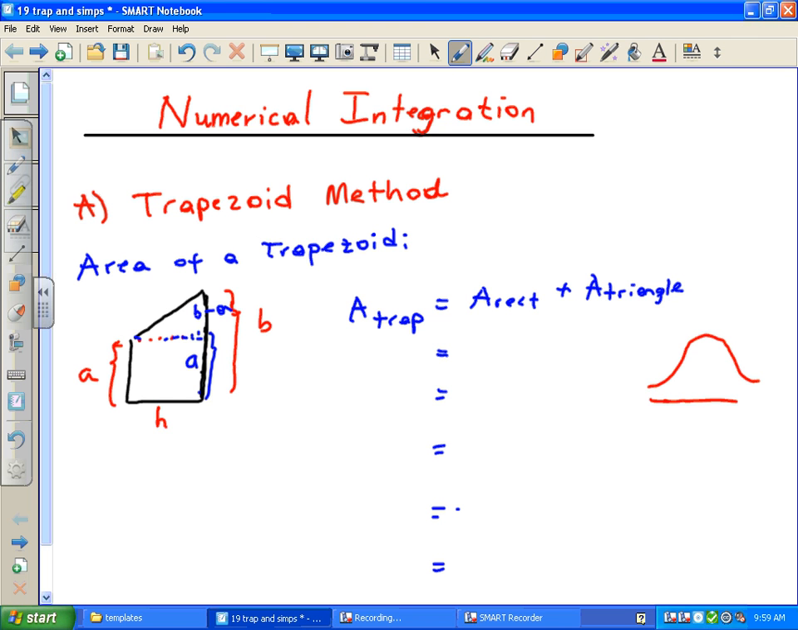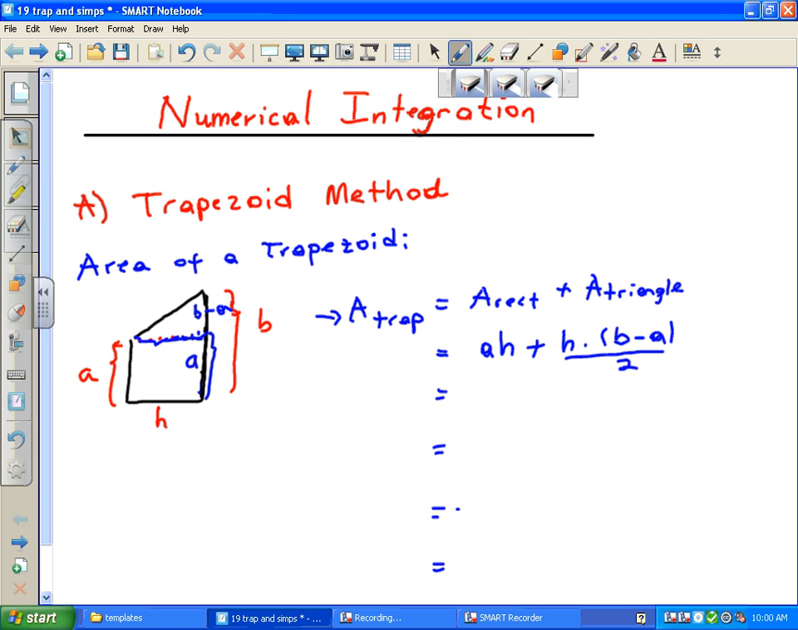Now the area of the trapezoid equals the area of the rectangle plus the area of the triangle. What is the area of the rectangle in that picture? A times H. And what about the area of the triangle? The triangle is base times height over 2, right? The base of this triangle is H units. The height of this triangle is B minus A units. And you have to divide everything by 2 for the triangle, base times height over 2.